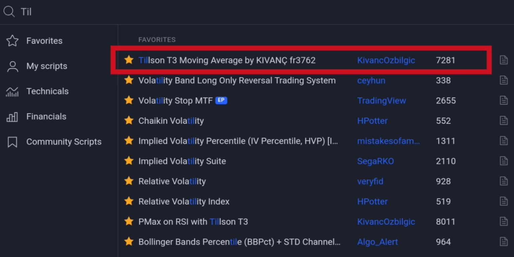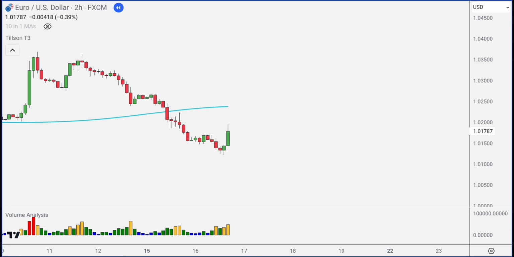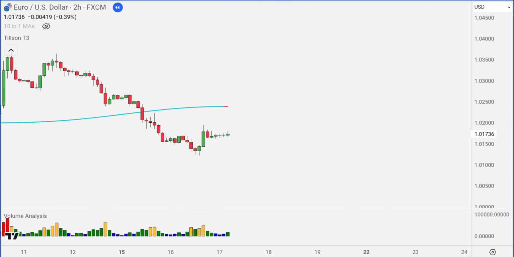The price is trading below the Tillson T3 moving average line, but it is still maintaining its blue color. In order to enter a short position trade, we first need the line to turn red. We can see that after a few candlesticks, the line has turned red. Now, we can consider the possibility of the beginning of a downtrend, but we still need additional confirmation to open a trade.